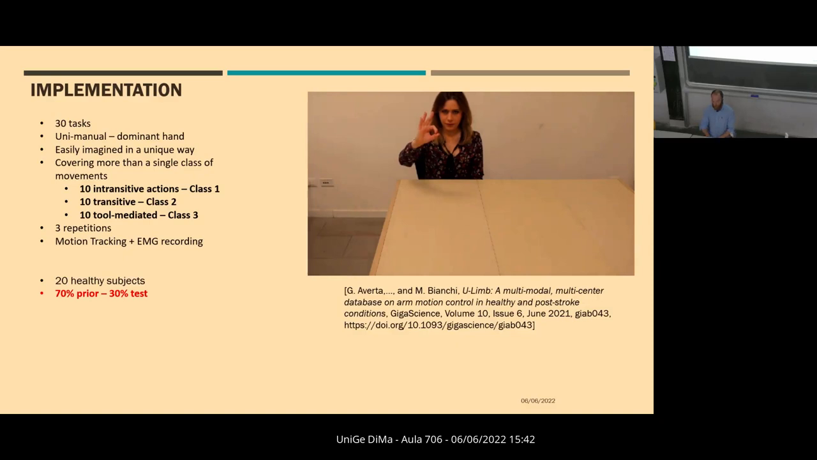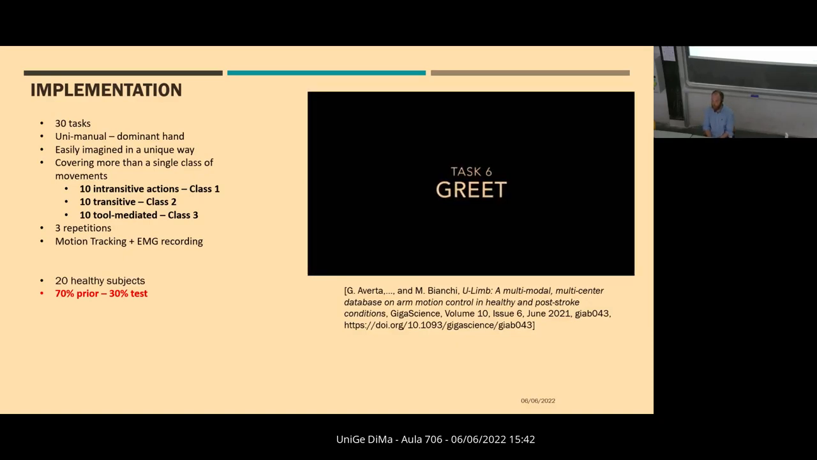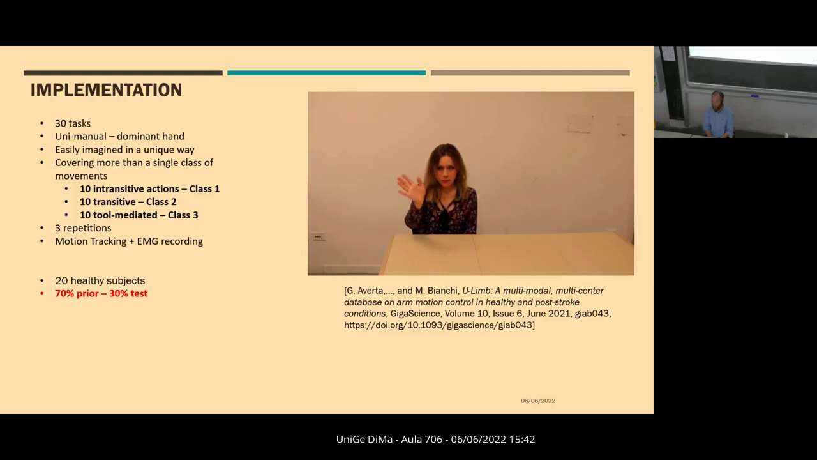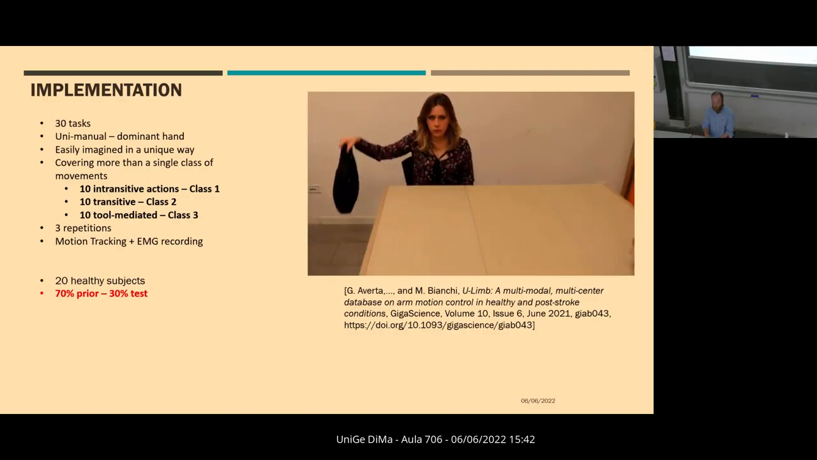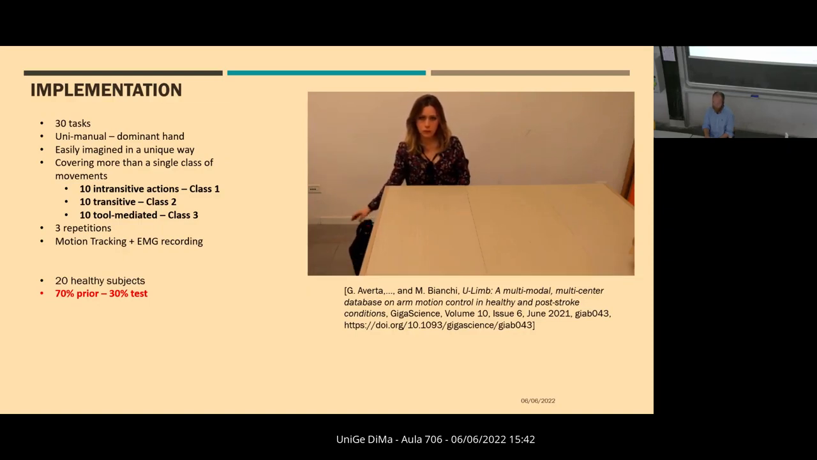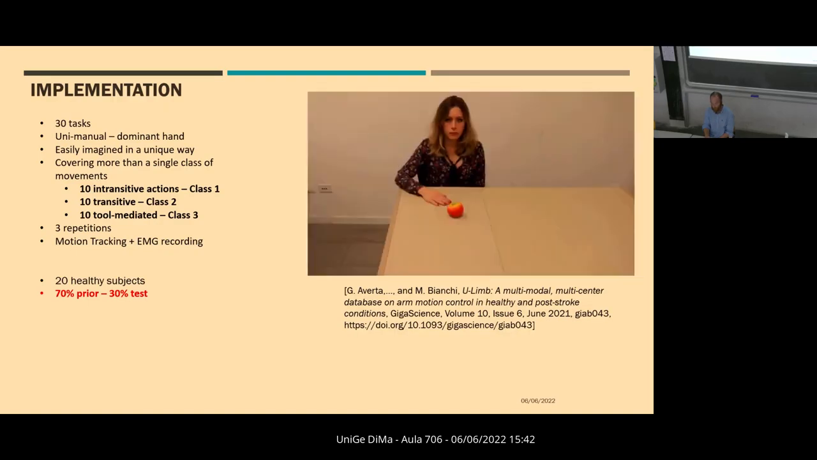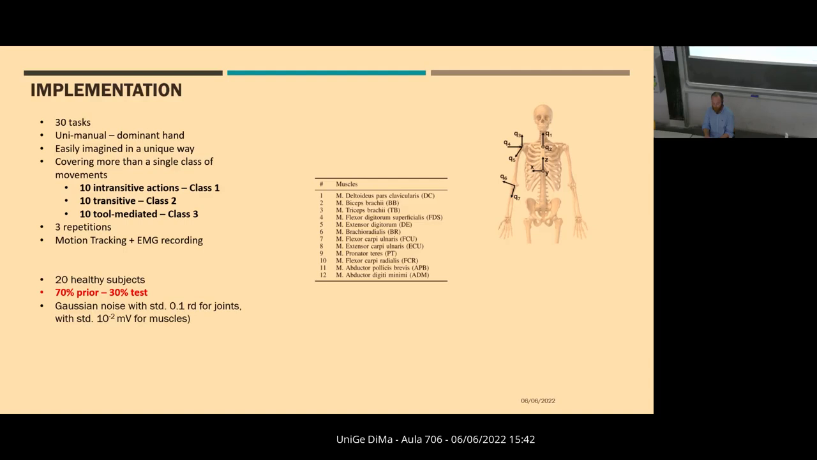So we implemented this method considering a data set of 30 actions, intransitive without any object, transitive and tool mediated with objects, recorded from 20 healthy subjects. And we split the data set in 70% for prior and 30% for testing. Also in the dataset we have the recording of the muscular activity, and in this case we have a Gaussian noise with a standard deviation of 0.1 radians for joints, and with a standard deviation of 10 to the minus 2 millivolt for muscles. And the minimization of the a posteriori covariance matrix led to the definition of this measurement.